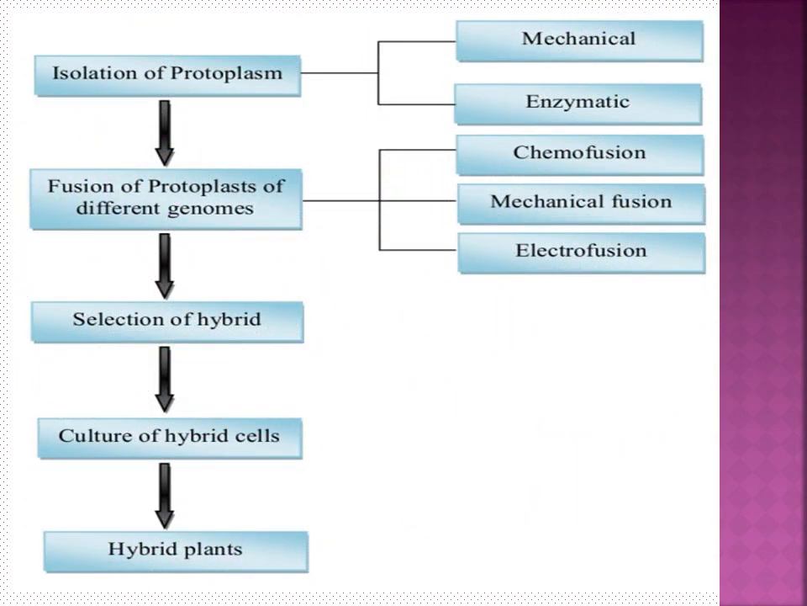So how do we do that? First, you isolate the protoplast. We can use mechanical as well as enzymatic method, but enzymatic method is usually more preferable. Fusion of the protoplasts of different genomes. Here we can use chemofusion, mechanical fusion, or electrofusion. In chemofusion, we use PEG. After fusing the protoplasts, we select the hybrid. Antibiotic selection marker can be used or fluorescent markers can be used. And once the hybrids are selected, we culture the hybrid cells and those cells are used to raise the hybrid plants. So somatic hybridization is a major way to raise the hybrid plants of our choice.